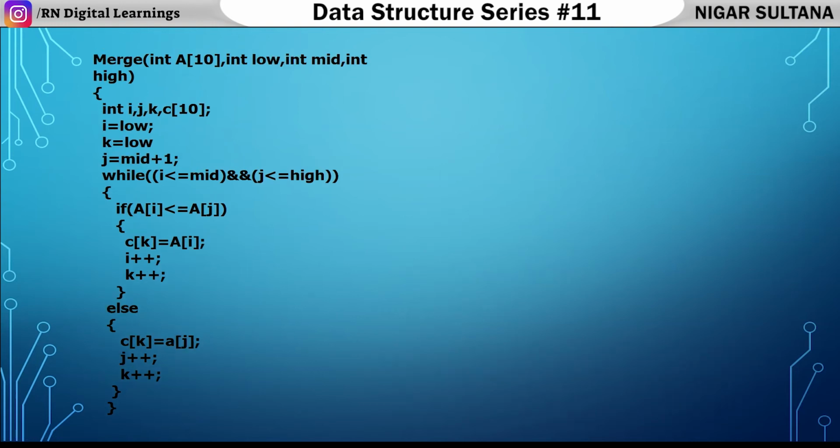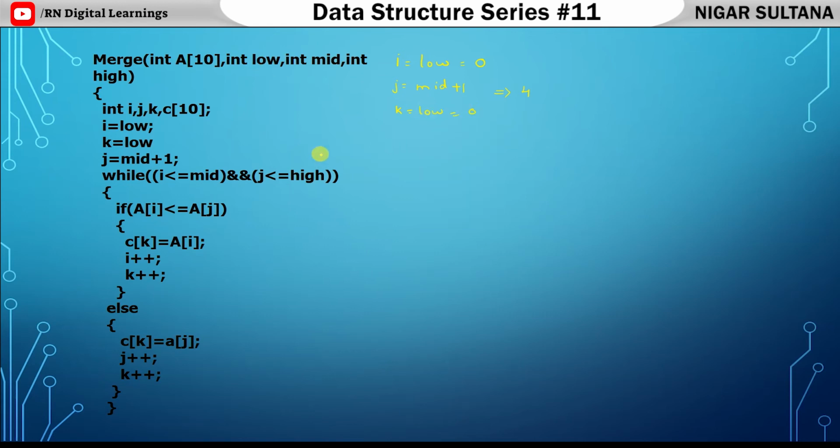So now let's understand this. The i value is low. What is my low? That is 0. Next, I have told you j value is mid plus 1. So what is my mid? That is 4. 3 was my mid and 3 plus 1 is 4. K value will be low, that is 0.